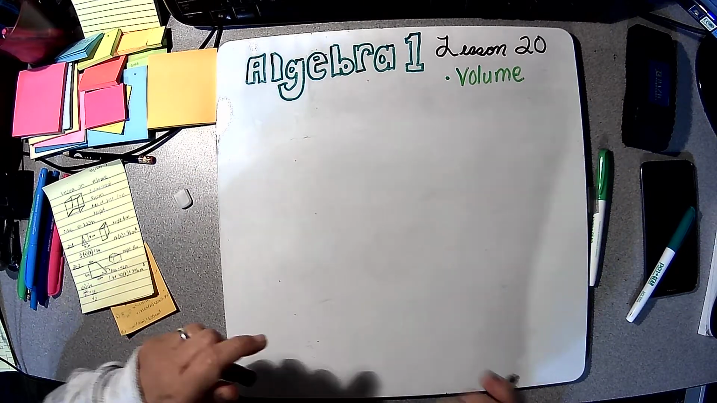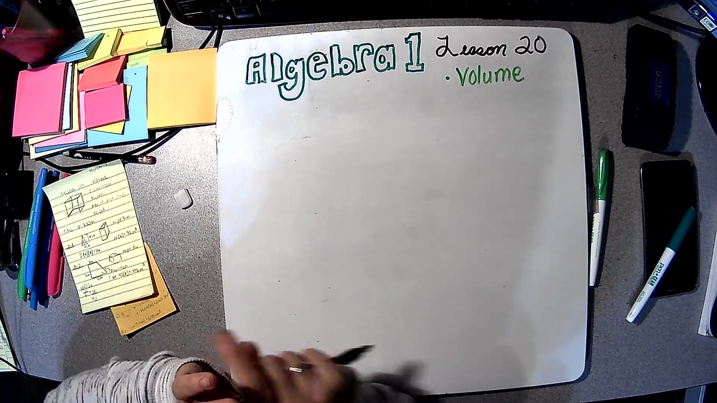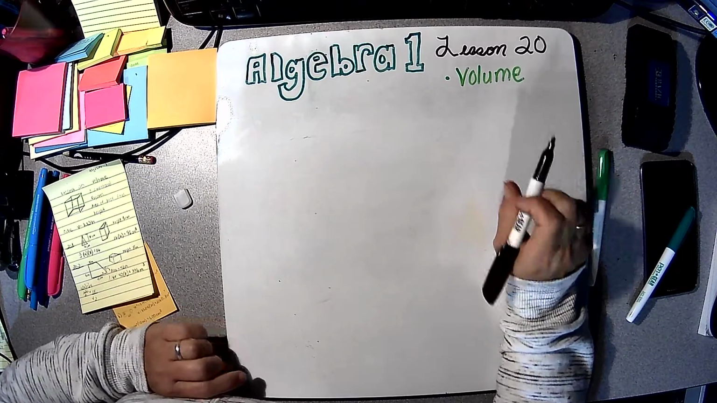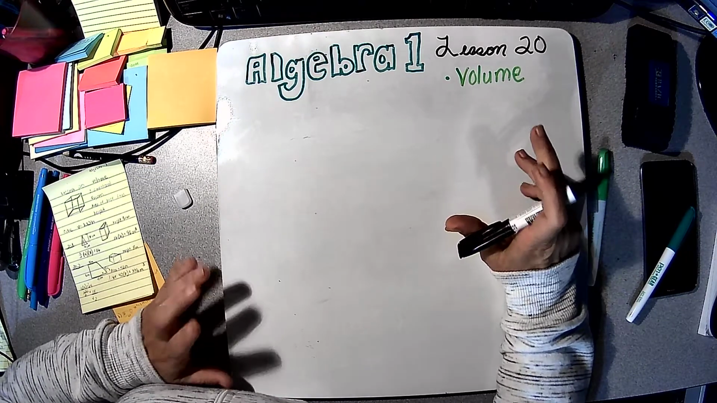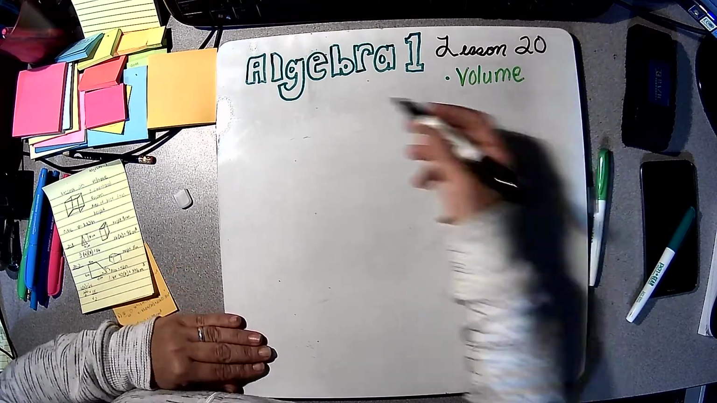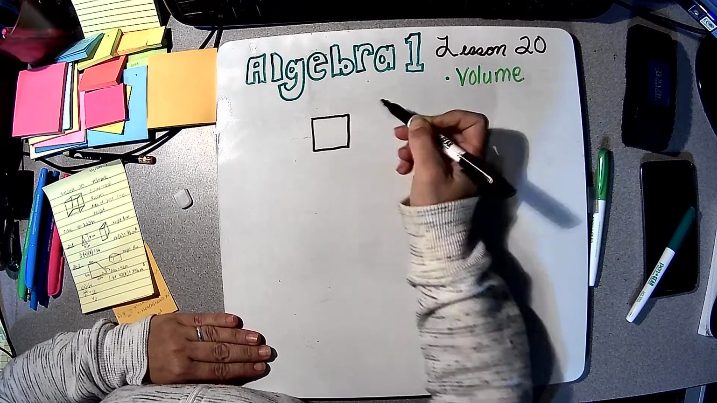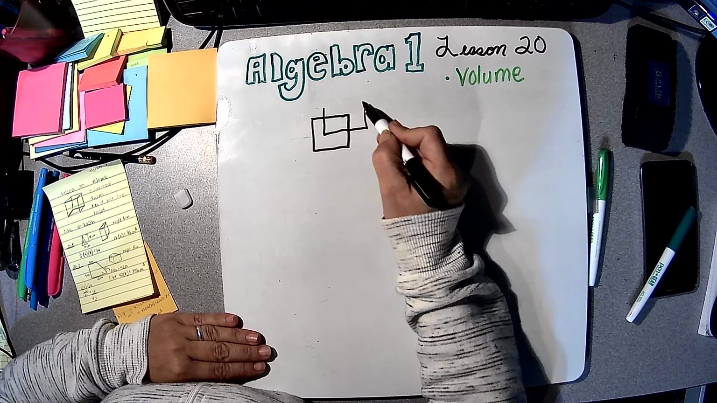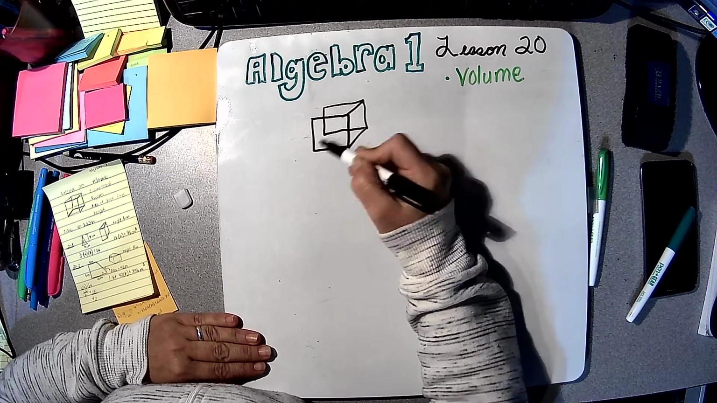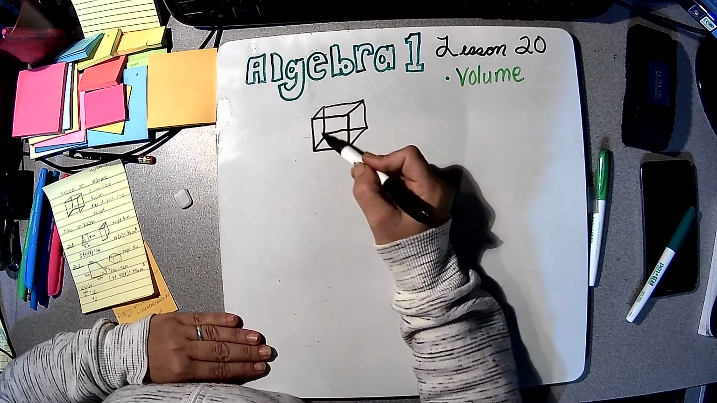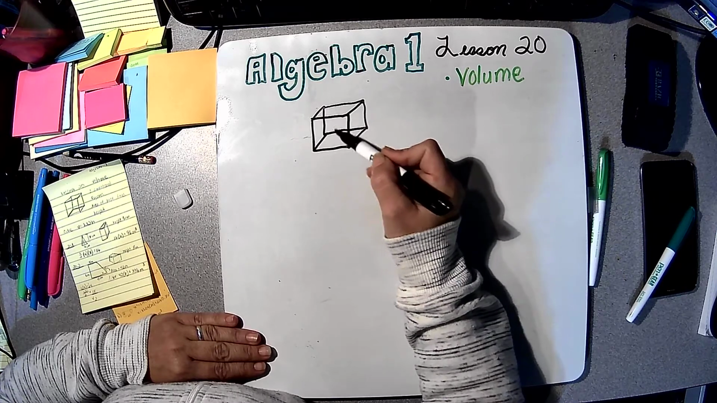Hi everybody, this is Algebra 1, Lesson 20, and this lesson is about volume. Volume is talking about how much area is inside a three-dimensional figure. So if we have a three-dimensional figure that looks like this, so we've got a cube, we're talking about how much air would fit inside this entire cube.